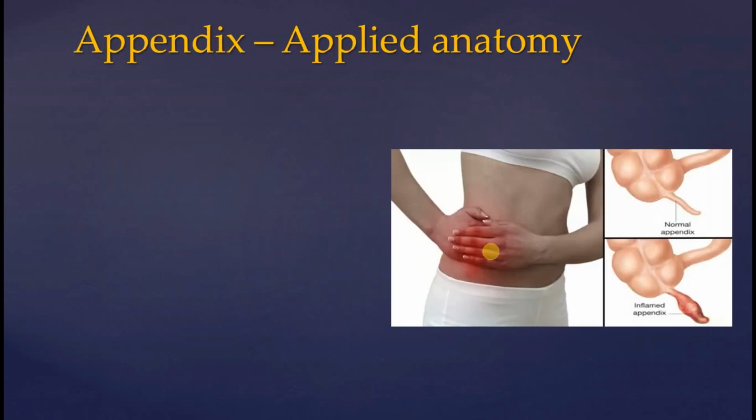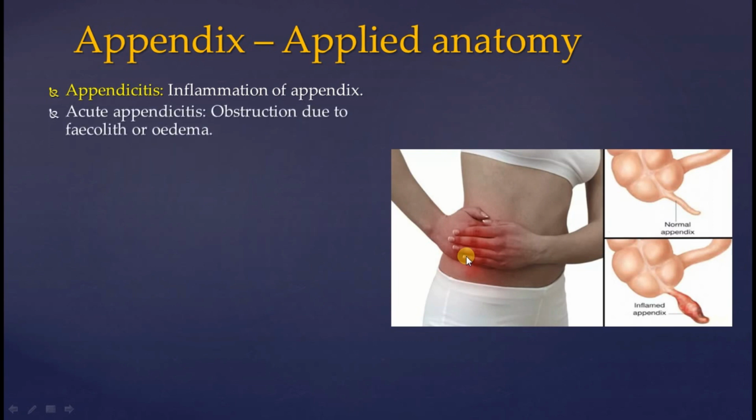Inflammation of the appendix is called appendicitis. It might manifest as vomiting, fever, and pain in the umbilical region initially, but gradually the pain settles into the right iliac fossa. Acute appendicitis is mainly because of obstruction due to a fecolith or an edema.